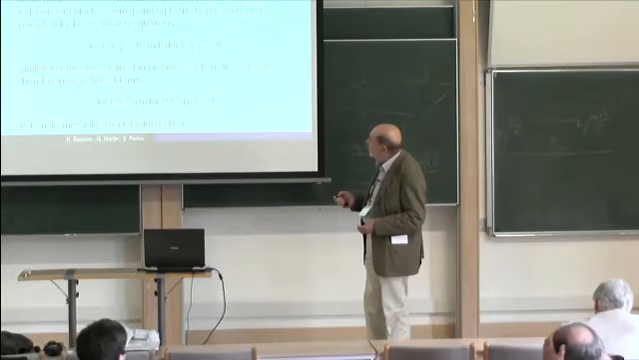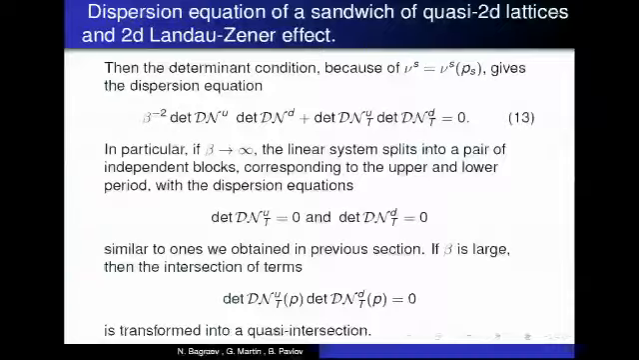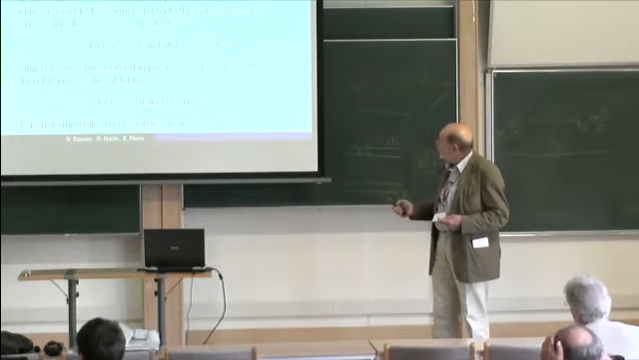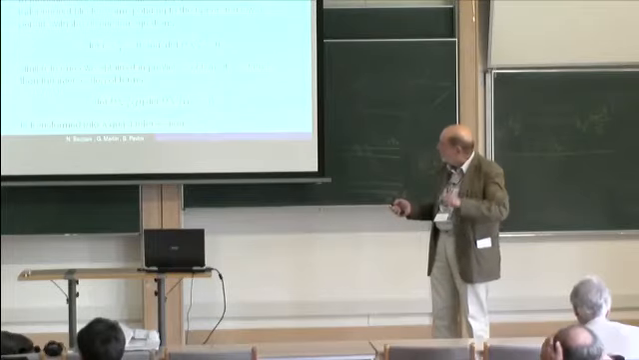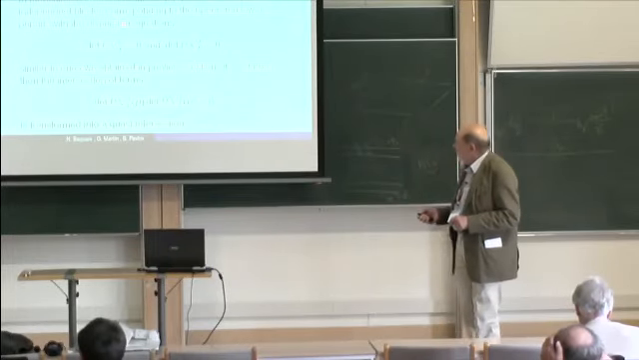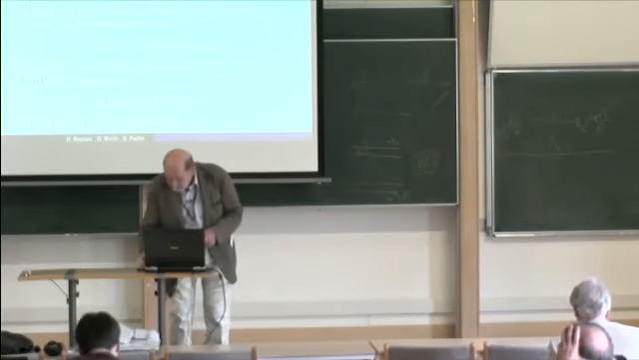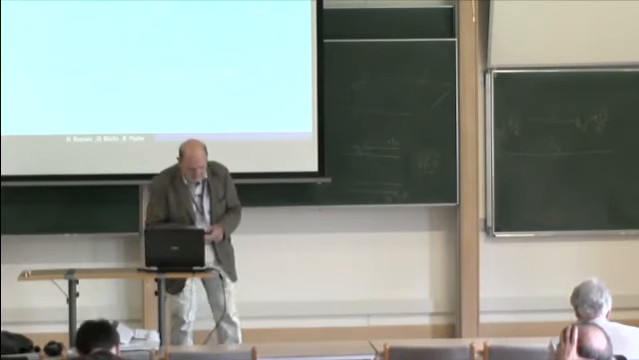If beta is infinite, then you may cancel the first term and you obtain the determinant condition which defines the dispersion equation of the upper and lower lattices. If beta is finite, then you should take into account the connection between these two conditions. So now the question is, what sort of phenomena can we observe?